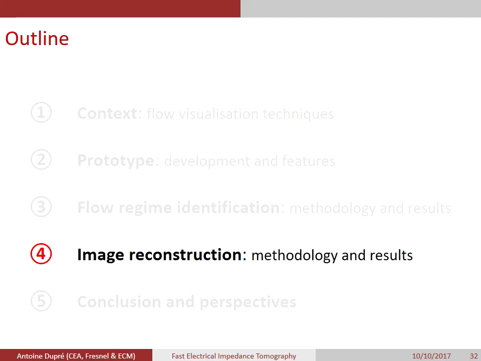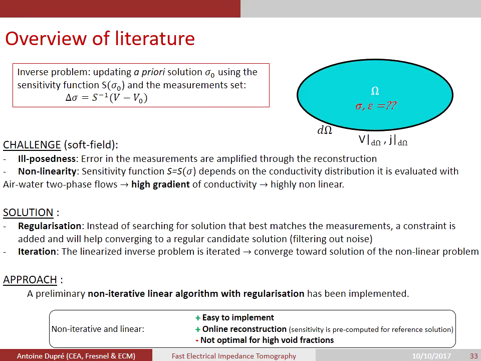So finally, about the image reconstruction method. As mentioned in the introduction, the aim is to solve the inverse problem, so finding the electrical properties of the object that correspond to the tomographic data. There are two main challenges because we are using a sulfide tomography sensor, and there are two solutions for these challenges.